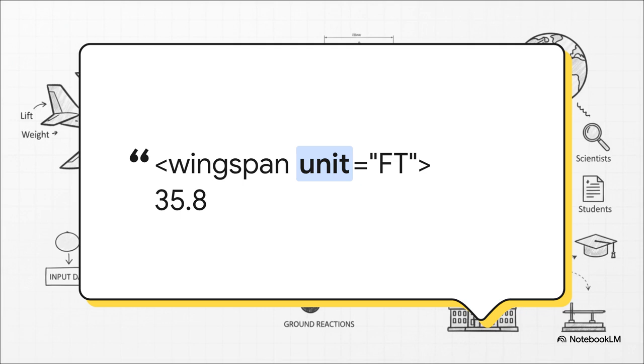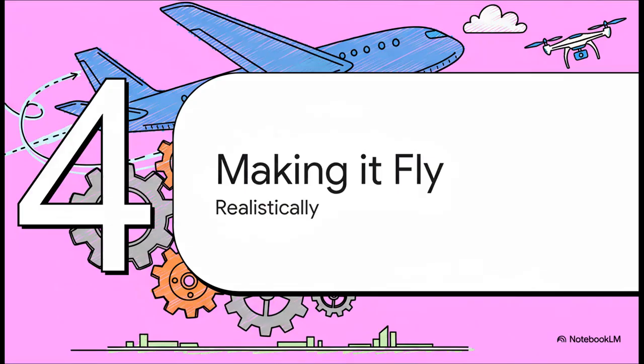It's surprisingly easy to read, isn't it? It's just telling JSBSim, hey, the wingspan is 35.8 feet. The entire digital airplane is built from thousands of these simple descriptive lines. Okay, so we've got our digital blueprint all filled out.